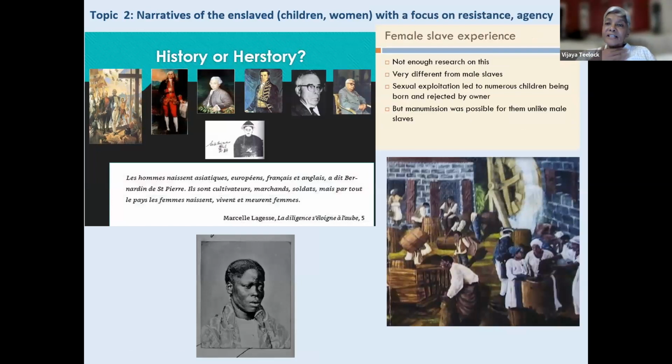The second part that Elsa wanted to talk about was how do we narrate, how do we humanize the history of slavery and how do we teach it? And in more recent years, we're very lucky that in Mauritius there have been so many researchers working on the history of slavery for the last 40 years.